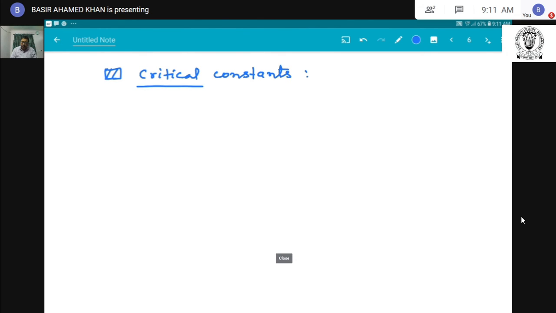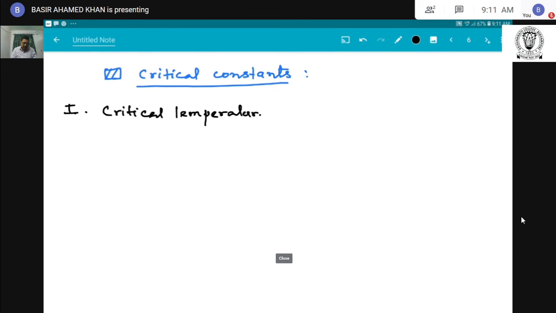First one is critical temperature. Critical temperature is a temperature below which the horizontal portion appears, and above the critical temperature there will be no horizontal portion and there is no occurrence of vapor or liquid. This is the critical temperature. I write the expression of critical temperature.